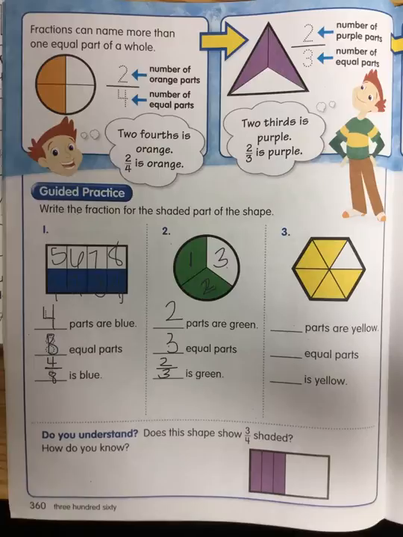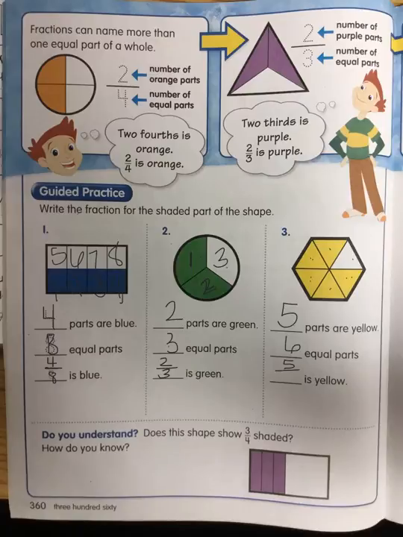Number 3, how many parts are yellow? I have 1, 2, 3, 4, 5. 5 parts are yellow out of how many equal parts? Let me count them, all of them, including the shaded or the colored part. So yellow and white. 1, 2, 3, 4, 5, 6. Out of 6 equal parts.